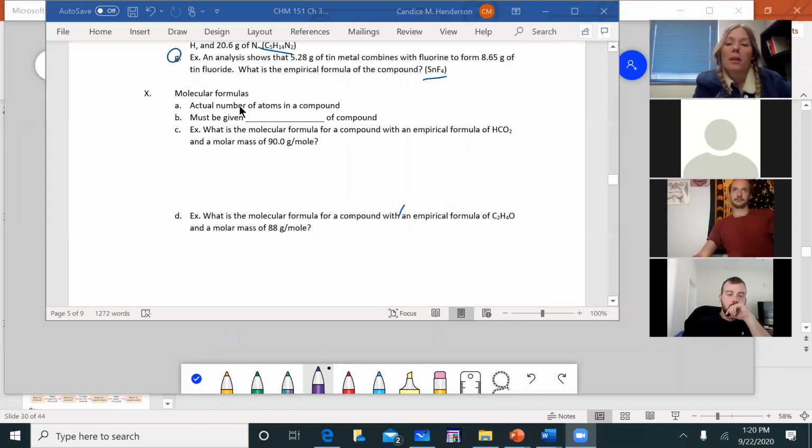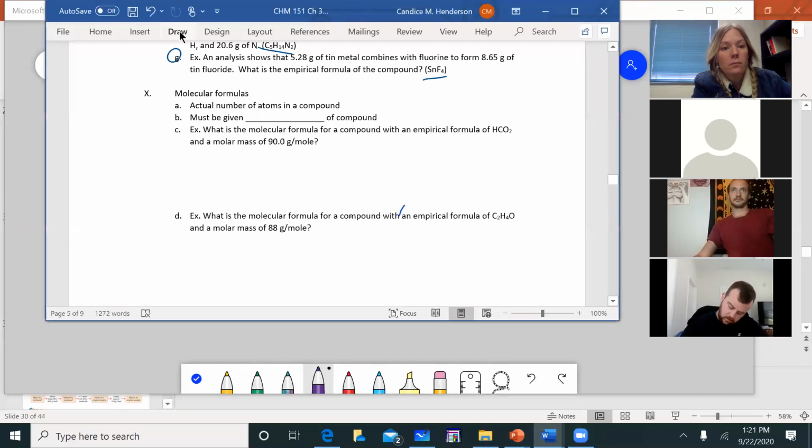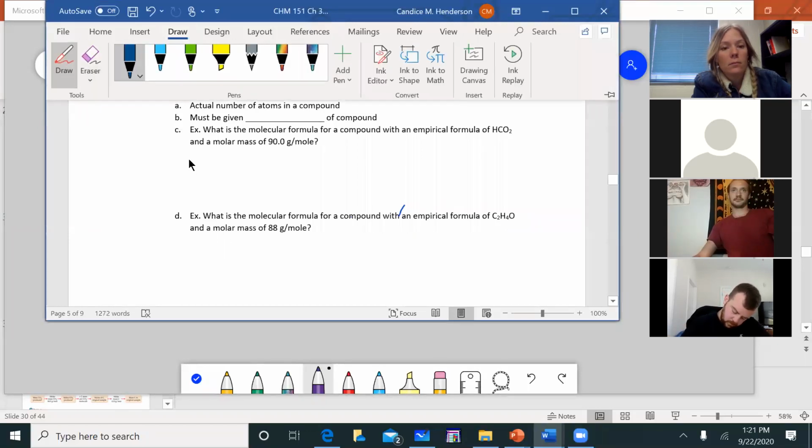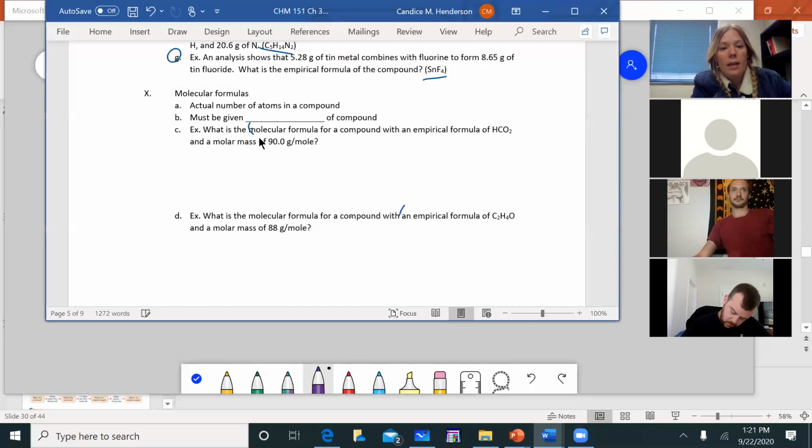The molecular formulas are telling us what actual number of atoms are in the compound. It's some multiplier. So what is the molecular formula for a compound with an empirical formula of HCO2 and a molar mass of 90 grams per mole? Anytime you want to get your molecular formula, you need to solve for that value of N.